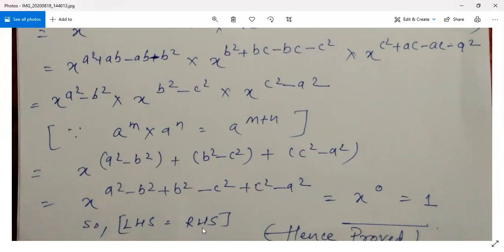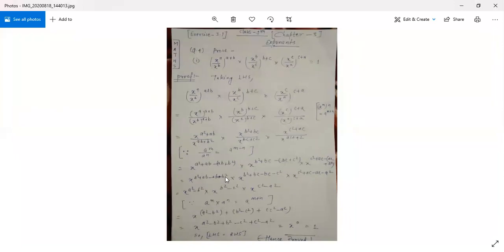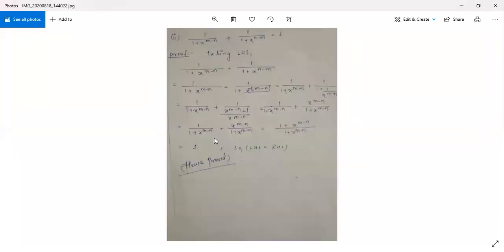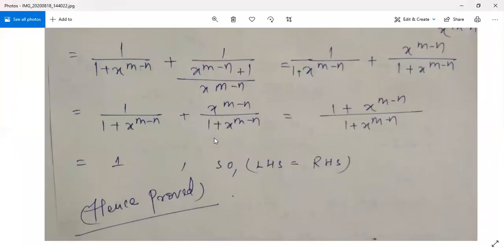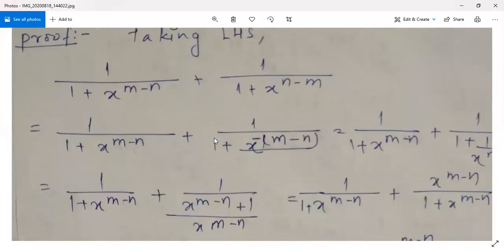Okay, so you got the left hand side and the right hand side part equal. In this way your question is proved here. In the next question, what is the question?